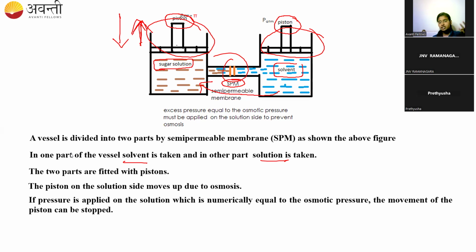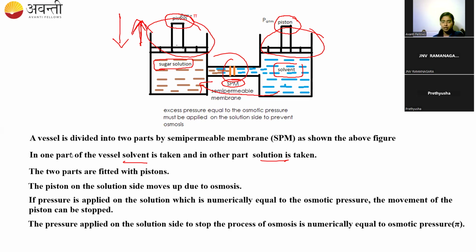Okay, and on the other side, I am giving some pressure. If the external pressure which I am giving is equal to the pressure given by the solution, then we call that pressure the osmotic pressure. Okay, the pressure applied on the solution side to stop the process of osmosis is numerically equal to the osmotic pressure, and it is denoted by the letter pi.